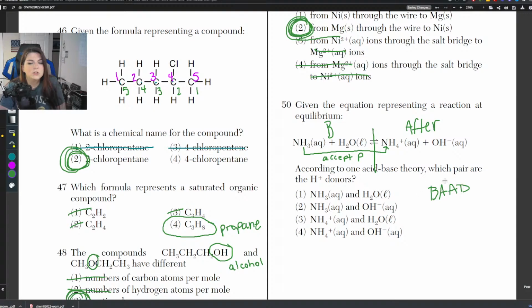bases accept, acids donate. That's what BAD stands for. The bases accept. NH3 is the base. And this one is going to accept, which would make it the conjugate acid. H2O in this case, because it's not the base, it would have to be the acid. It is going to become hydroxide. In that case, it is losing, or donating, the proton.